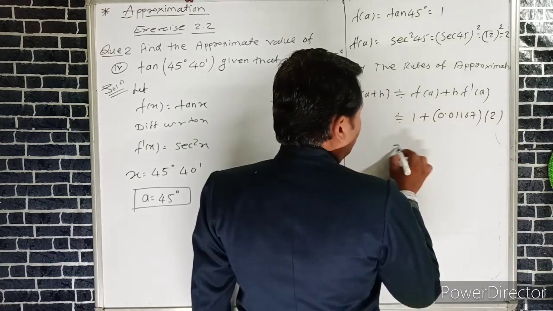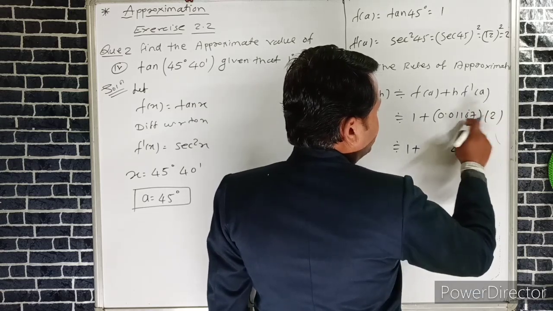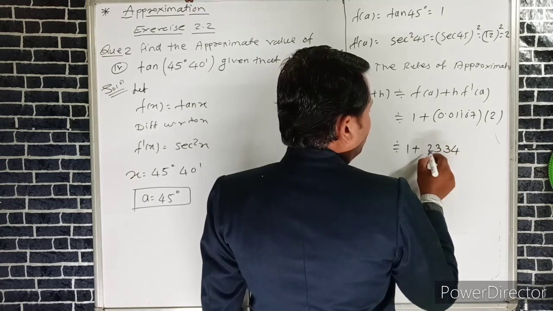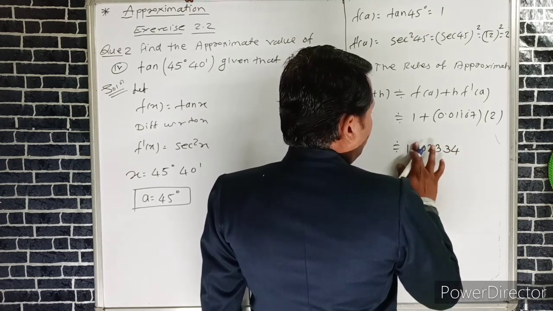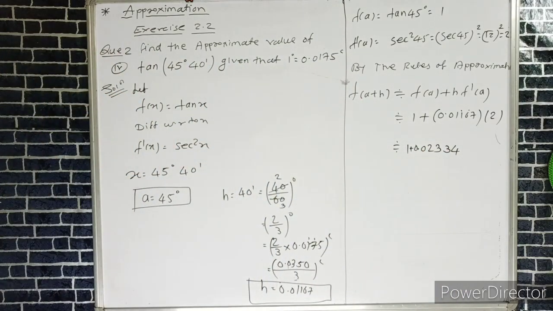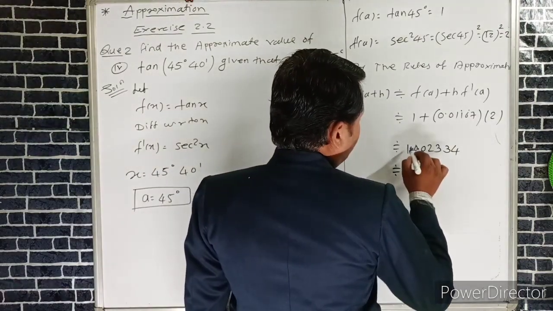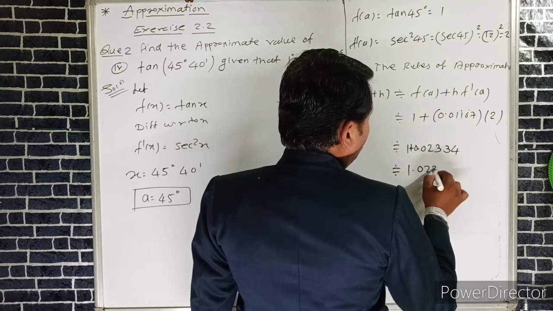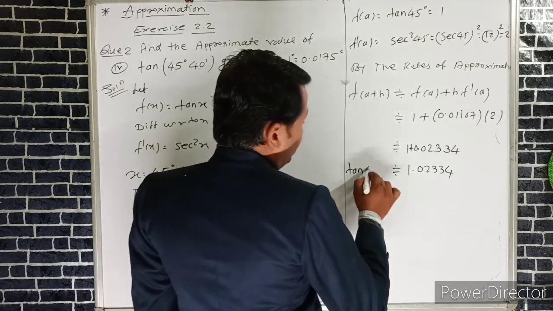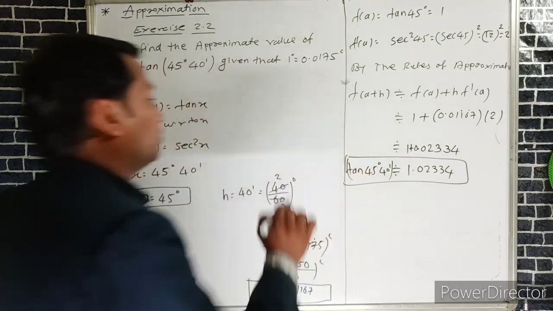If we multiply these, 2 into 0.01167 gives 0.02334. So 1 plus 0.02334 is approximately 1.02334, which is the approximate value of tan of 45 degree 40 minutes, which is the required value.